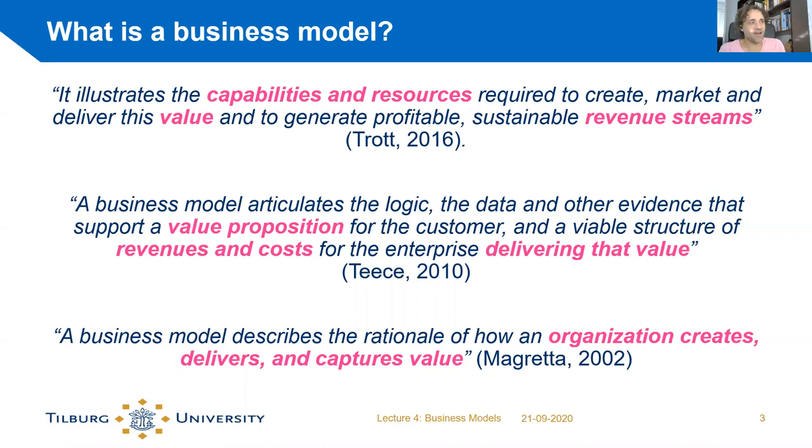So that kind of matches the different definitions on this slide. So the capabilities and resources required to create, market, and deliver value, and the ability to generate revenue streams. The second definition by Thies is also again the value proposition. So why it is useful. The revenues and costs, and how you deliver that value. And the third one is basically also the same. So it's explaining how you create value and how your organization will make this happen.